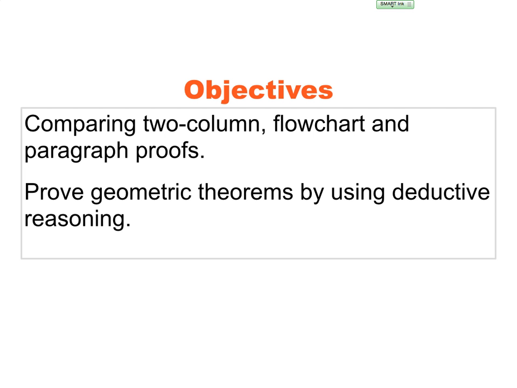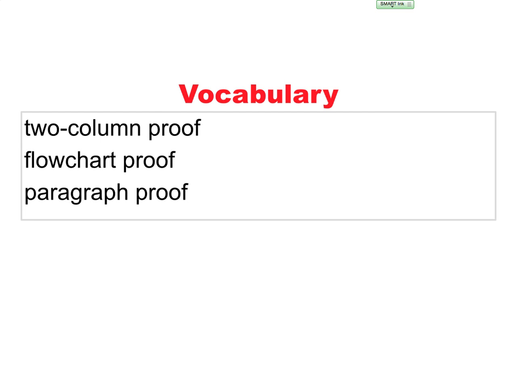So we're going to take a look at two-column, flowchart, and paragraph proofs, and we're going to use that today. Our main goal then is to switch from one form to the other. So section 2.6 is probably where you will start with your notes.